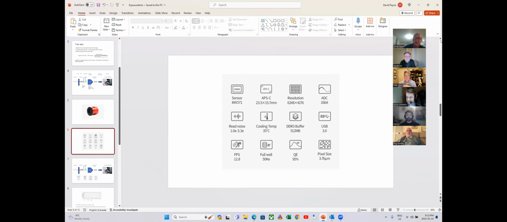So what's really important down here is the full well number of ADUs that can be counted. And this is 50,000 in this case, which, yeah, can fit into a 16-bit. There's a little bit more to it than that. The read noise is important, and I'll show you that in a second. Transmit with USB. If you're doing planetary work or other work where you're taking movies, that might be important to you, but that's adjustable too.